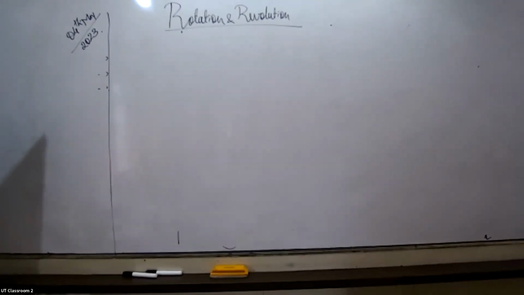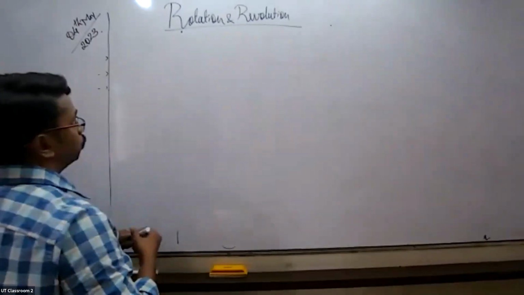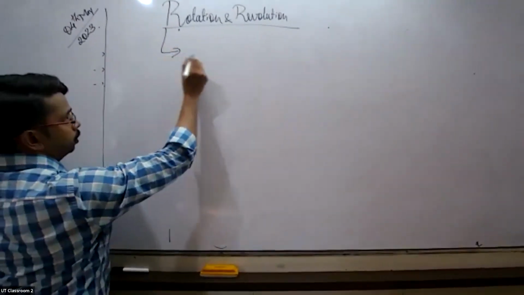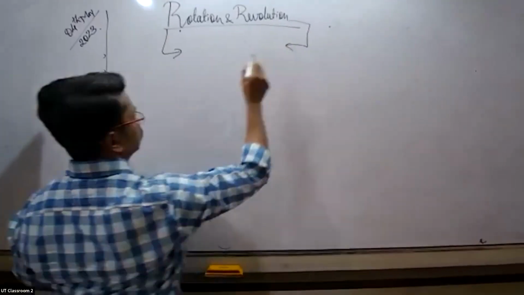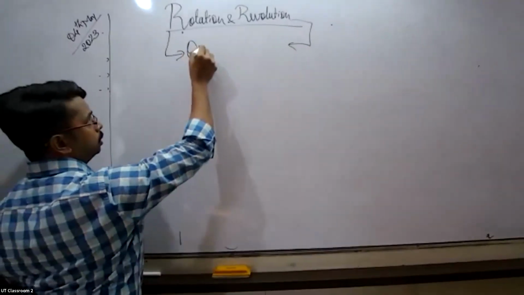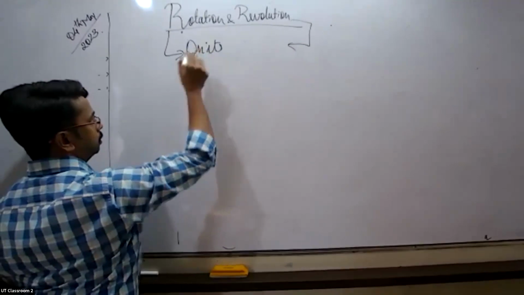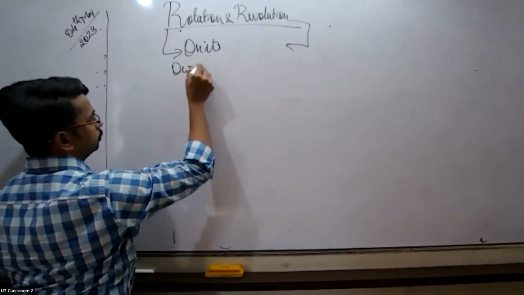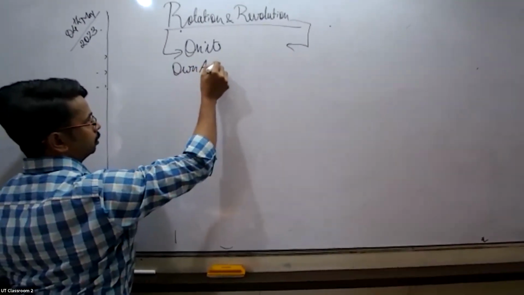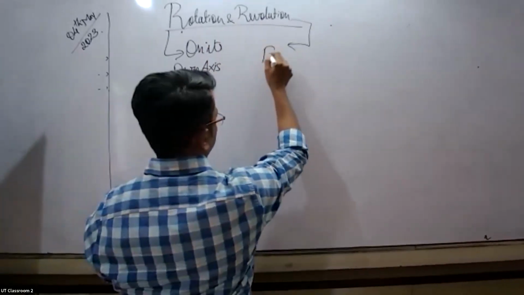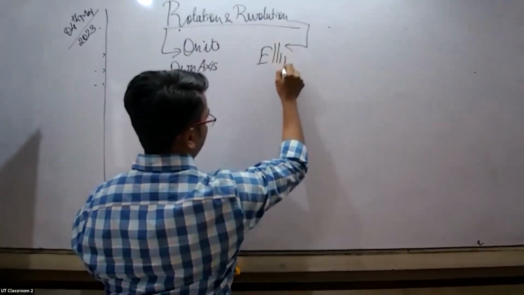Okay, so understand this. When we are talking about the words rotation and revolution, rotation is on its own axis. Who is doing it? Earth. How about it is on the elliptical orbit?